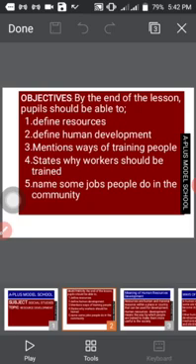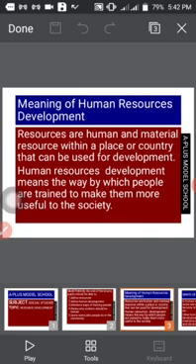Now let's move to the topic. Meaning of human resources development. Resources development are two distinct words, which are resources and development. Now, resources. Resources are human and material resources within a place or a country that can be used for development. They are used for the development of the country.